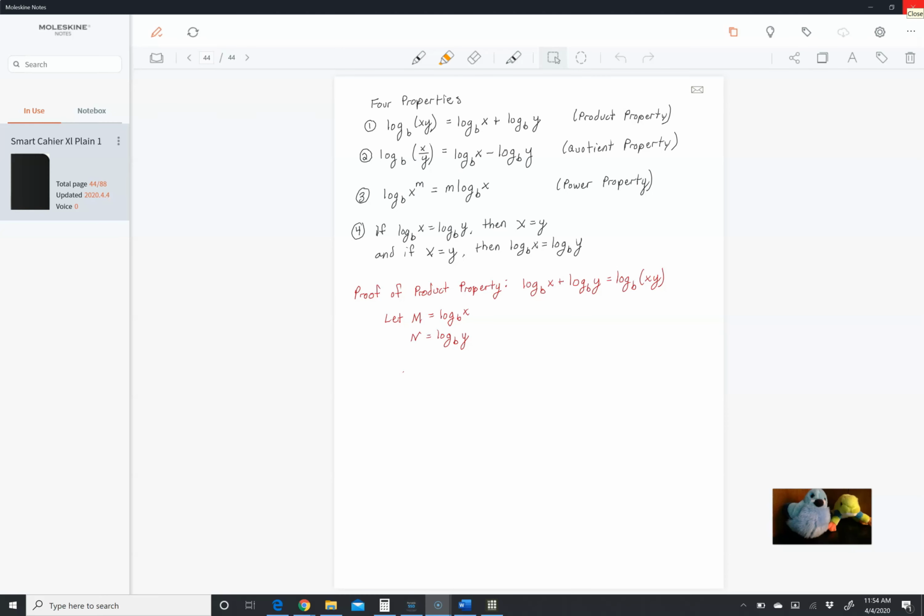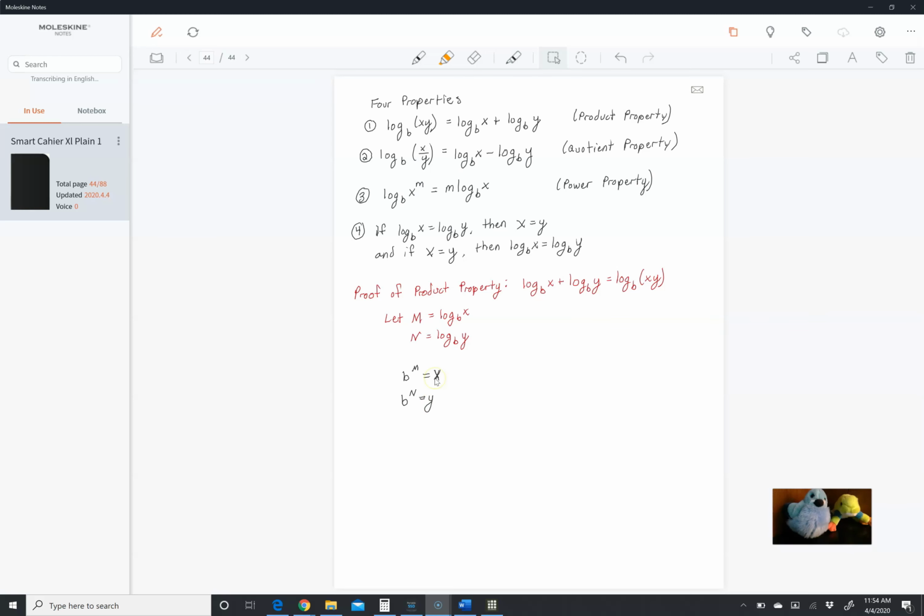Okay, sorry about that. Our next step here is to convert this to exponential form. So we have b to the m equals x. Remember, the base of the exponential is the same as the base of the logarithmic. Now we're going to do the same thing with the other one. B to the n is equal to y. We solved for the exponent, so n is the exponent, and the argument becomes the answer, okay?